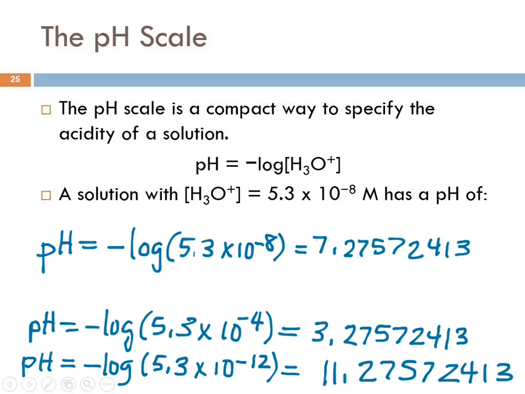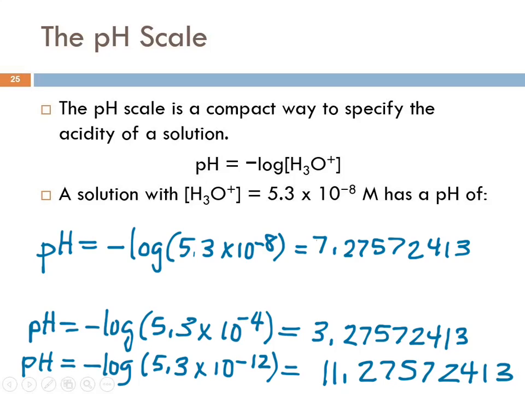What's the log of 10 to the minus 8? It's -8, and then you put a negative in front of it, and it becomes 8. So the log of this number should be between the negative log of 10 to the minus 7 and the negative log of 10 to the minus 8, right? Okay, so I'm showing you this to help you understand why the rule for significant figures for pH is what it is.